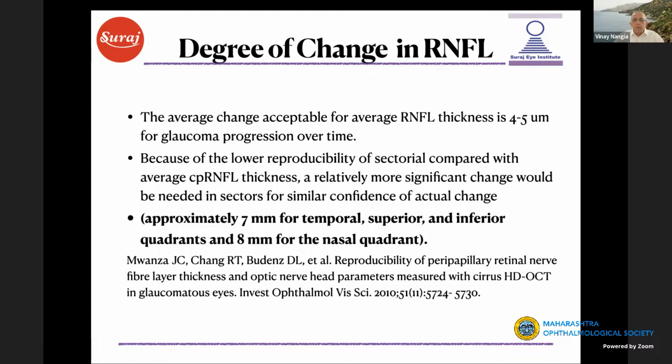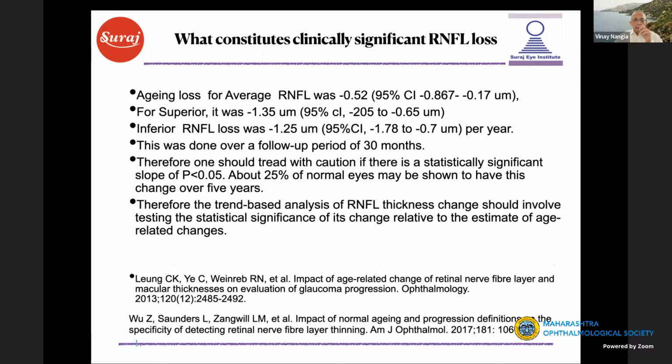And that's considered to be approximately 7 microns, I beg your pardon, it's not millimeters, 7 microns and 8 microns for the temporal nasal sector. And there are a few good papers that suggested that the average loss of retinal nerve fiber layer was about 0.52 microns. For superior segments, it was minus 1.35 microns, and the inferior RNFL loss was minus 1.25 microns per year. But this study was done only over a period of 30 years.